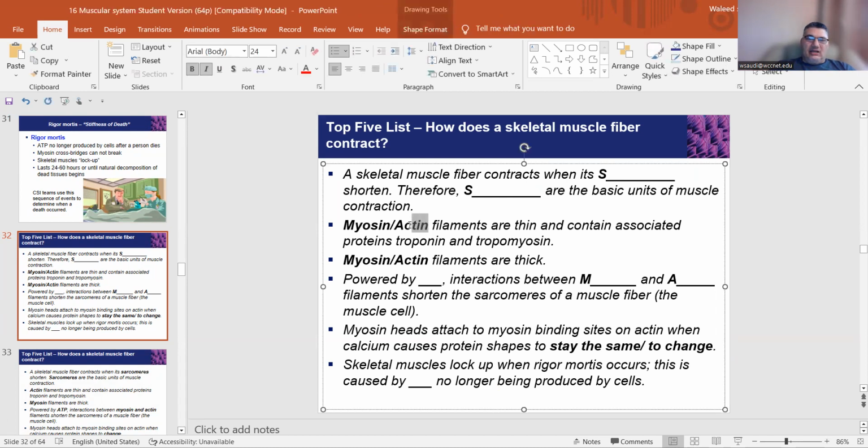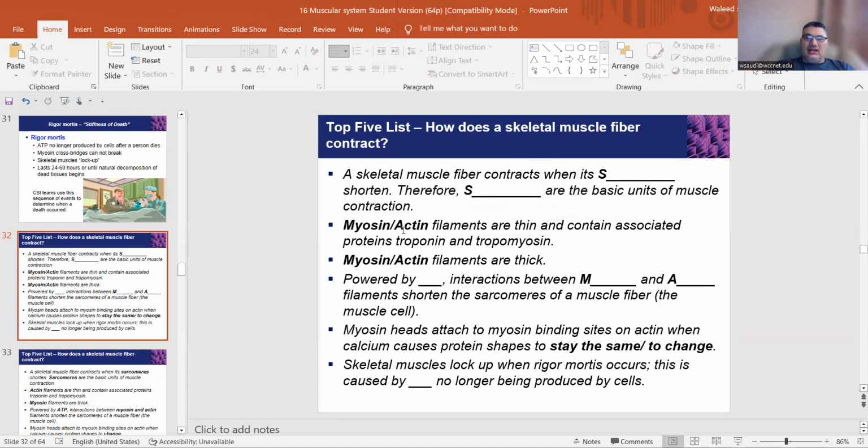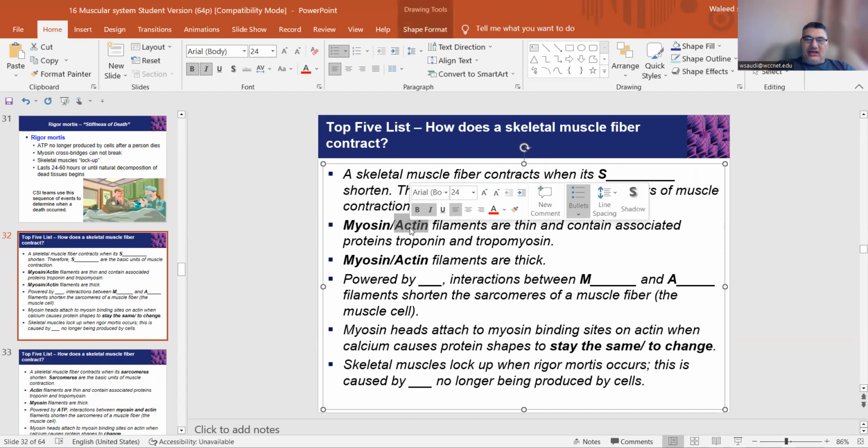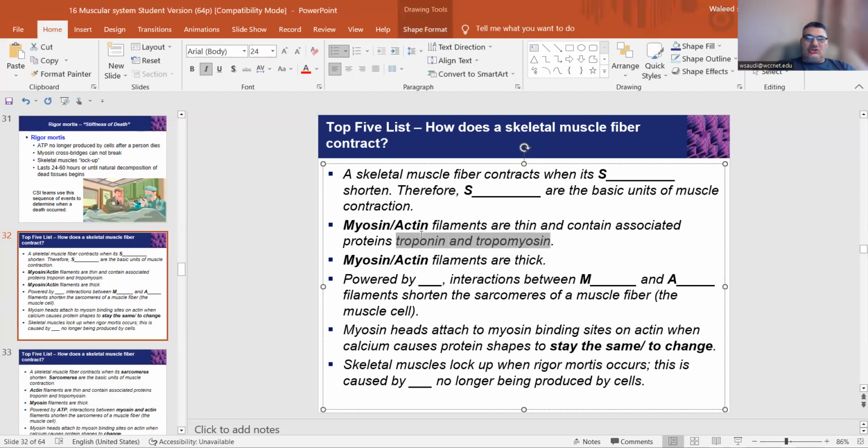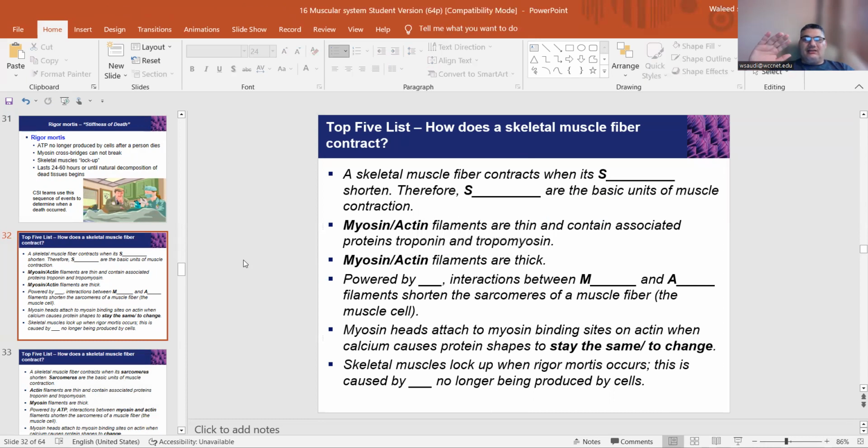If you forgot it, actin is 5 letters and myosin is 6 letters. Actin is thin, 5 letters. How about the thick? Myosin, 6 letters. What are the other two filaments? Troponin and tropomyosin. And this is just to uncover the active sites of actin and then recover them in the absence of calcium.